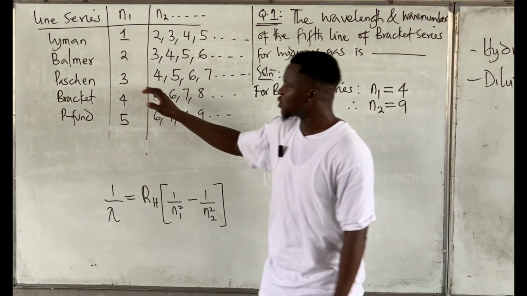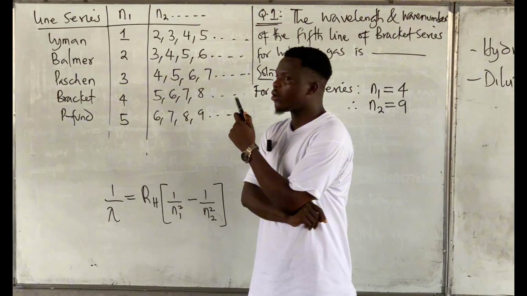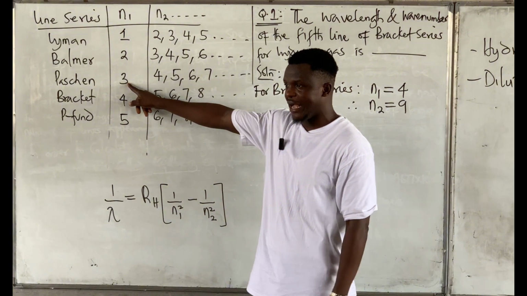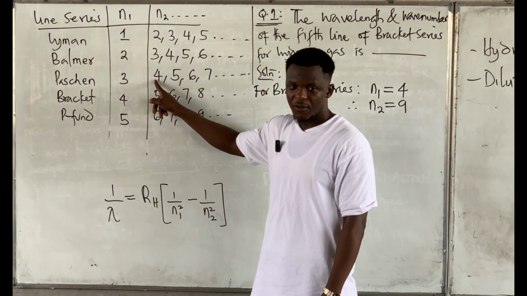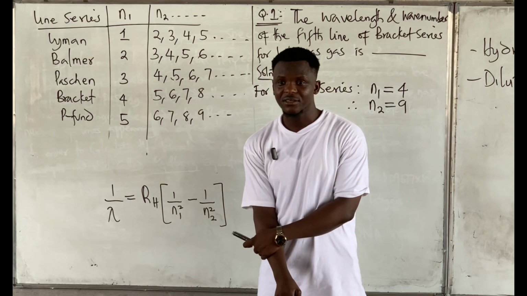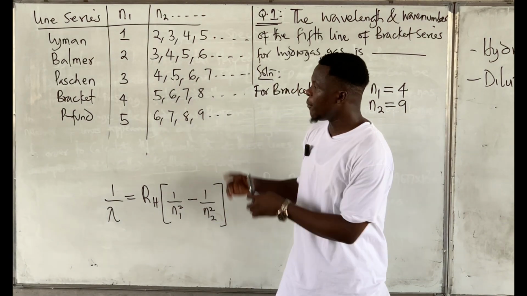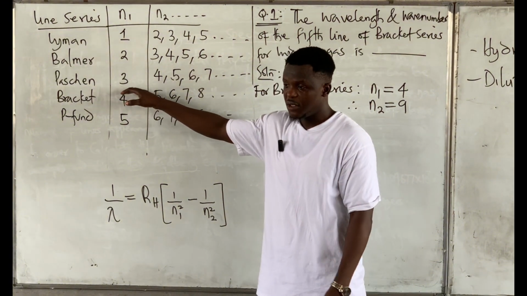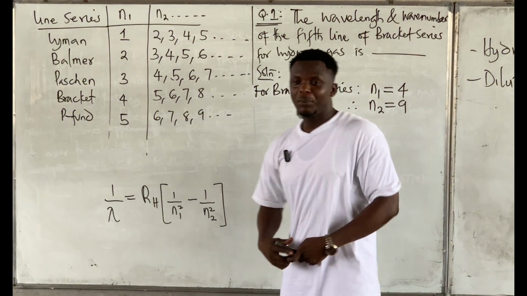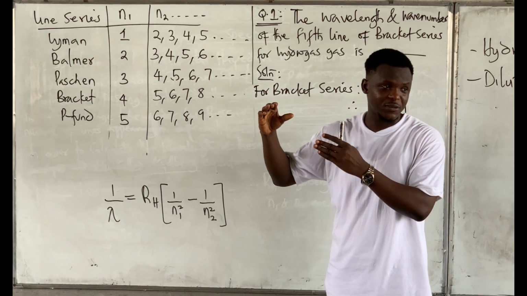So what if we were asked to solve for Paschen? Let's say, for example, I was asked to solve for the 3rd line in Paschen. Paschen is N1 equal to 3, right? First line will be what? Second line will be what? Third line will be what? So 3 plus 3 is how many? 6. So if they are asking me for 3rd line, I'll simply say for Paschen, N1 is always equal to what? 3, right? 3 plus 3 will give me what? 6.